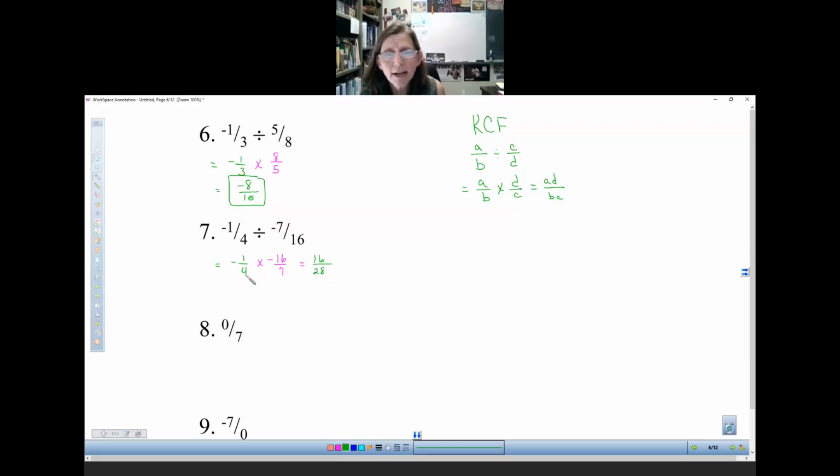Some of you are like, hey, could I divide that? Absolutely. 4 divides into both of these. If you want to make a little note, I'm dividing 16 by 4, leaving me with 4. I'm dividing 28 by 4, leaving me with 7. And my final answer is a positive 4/7. Again, you could have said, hey, 4 divides into 16, I'm going to simplify that. If you are working a multiplication problem and you have something in the numerator and denominator that simplify, you can do that along the way.